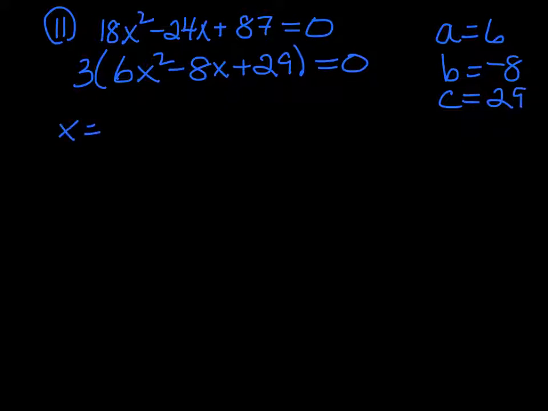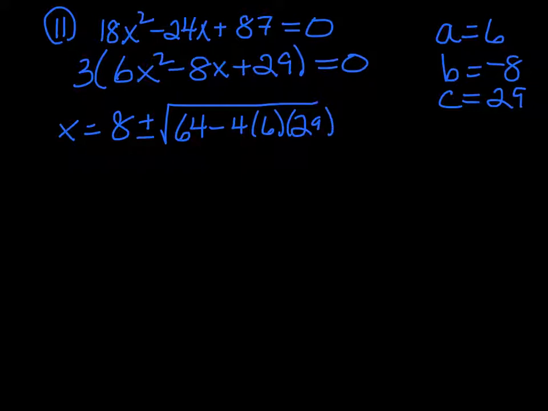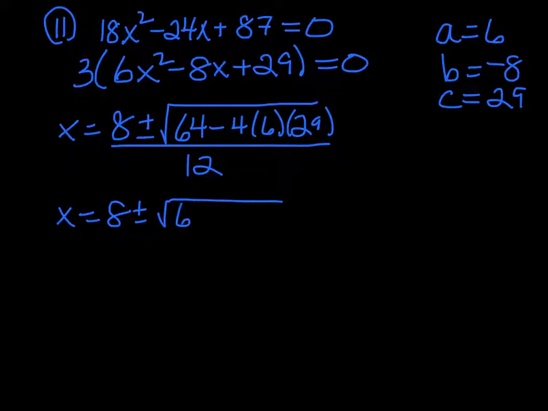So I'm going to get x equals -b, which is going to be +8, because we're negating the -8, plus or minus the square root of b squared, so that's -8 squared, which is +64, minus 4 times a, which is 6, and c, which is 29. And that whole thing is over 2 times a, which is going to be 12. All right, so now I'm just going to simplify what's underneath that square root, and what I'm going to end up with underneath that square root is 64 minus, and when I multiply those 3 numbers, I get 696, and that whole thing is over 12.